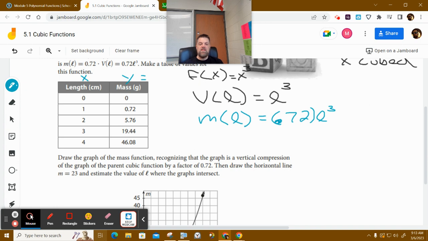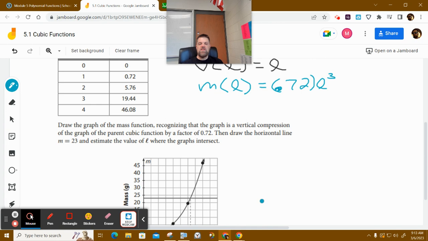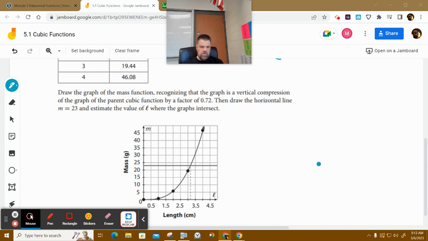And keep in mind that the length helps to determine the volume, and in essence, the volume helps to determine the mass because of the density. Okay? I see some confused looks on your faces, but I'm going to scroll this up so we could take a look at the graph. Just take a look at the graph.